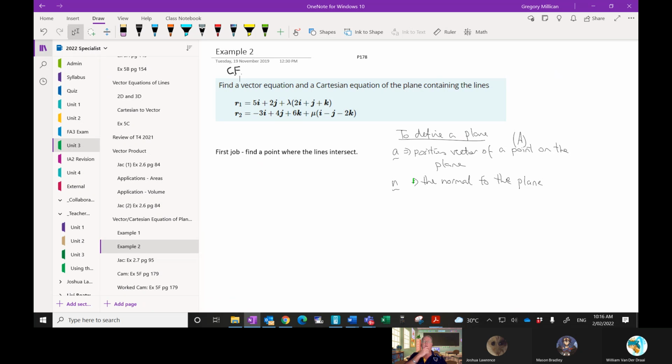If you're given two lines on a plane, if the lines are parallel, we're stuck, because we can't find a point on the plane. So what we need to do is hope, and it's almost a guarantee at our level, that the lines cross. If we can find where the lines cross, then we've got a point on the plane, and that's what we need to define it. So challenge number one: find where those lines intersect.